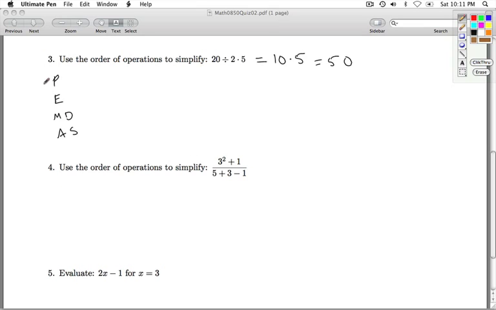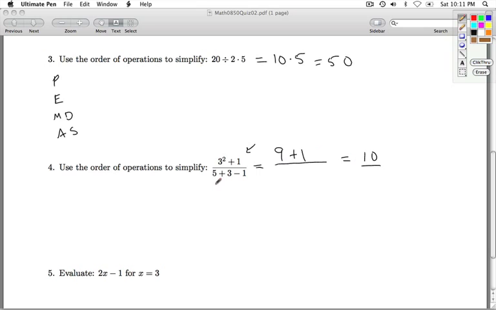Now the P in please is for parentheses, but it's for any grouping symbol. And this big division here, this fraction bar, is a grouping symbol. So we need to compute the top and the bottom first before we do the division. So if I look at the numerator, I've got an exponent and then an addition. Exponent outranks addition, so we'll do the exponent first. 3 squared is 9. 9 plus 1 is 10.